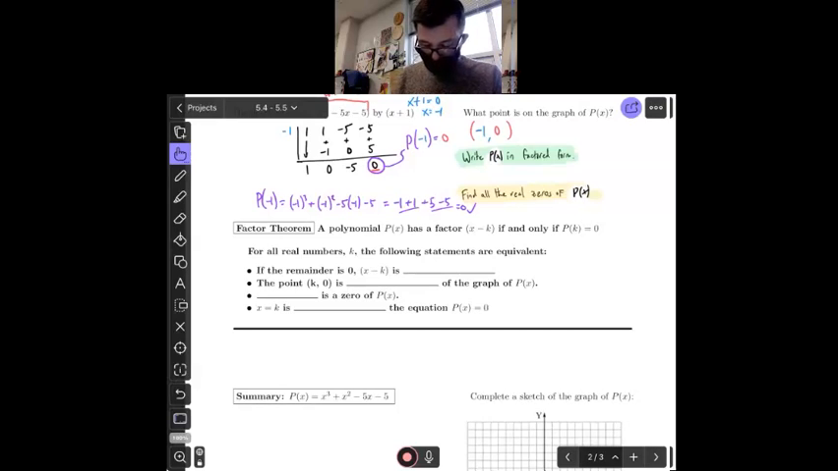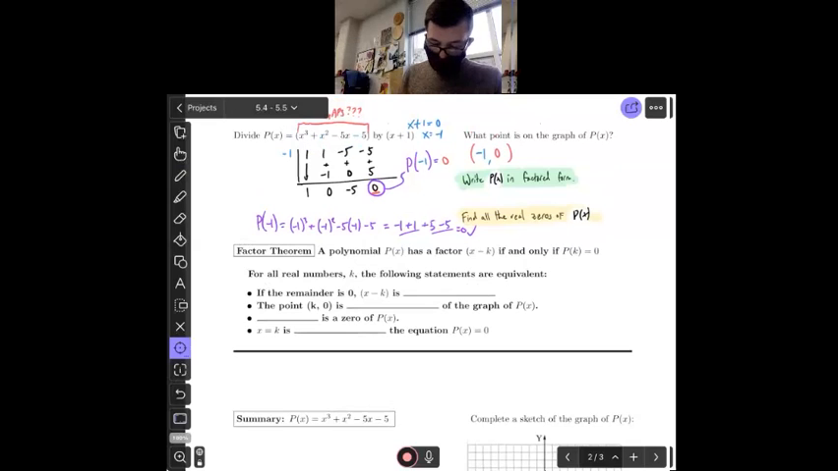The next theorem, the factor theorem, says that a polynomial p of x has a factor x minus k if and only if p of k equals 0. It's kind of dense to read, but it's saying: is x minus k a factor of the polynomial? Well, it is if, when we divide by k, our answer is 0. We divided by k, k was -1, we got 0 as an answer. That means this is a factor of this.